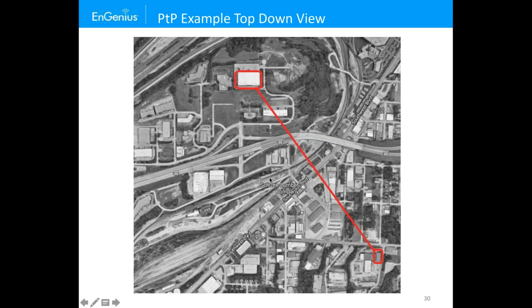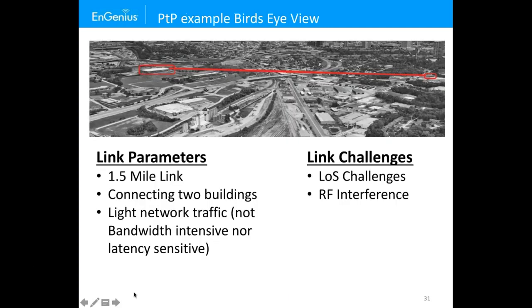All right, so let's start talking about examples of point-to-point and point-to-multipoint. So this is a point-to-point example. We talked about it earlier in the slide deck. We talked about the root being down in the lower right-hand side and the non-root being in the upper left-hand side. So in this case, we're actually going over a freeway. We're actually going across different states as well.